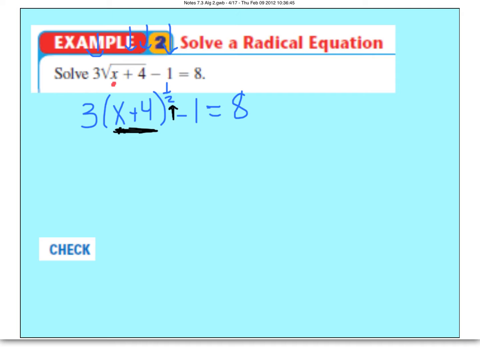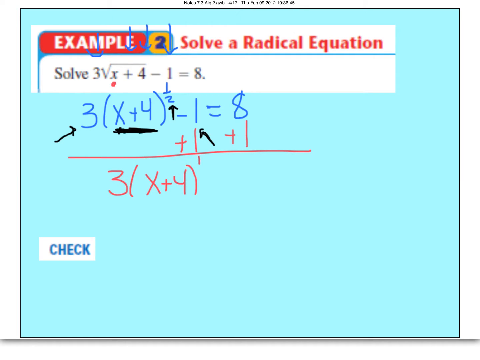So the only 2 things that I can do first is either get rid of the 3 or get rid of the negative 1. Now the one that's the furthest away from x is the negative 1, so that is actually my first step. So I'm going to add 1 to both sides, and we're left with 3 times x plus 4, to the 1/2 power, equals 9.